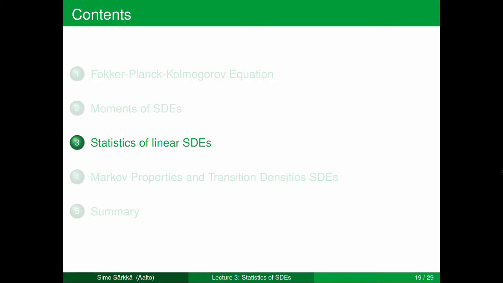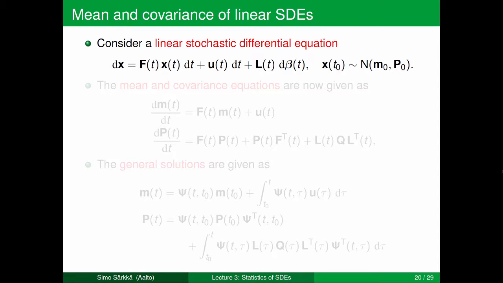Let's now have a brief recap of the statistics of linear SDEs by using the results from this lecture. A general time-varying linear stochastic differential equation has this form. We have dx equal to matrix F times x times dt, and the matrix F is also allowed to depend on time. Then the next term is u, a function of t, times dt plus L, which is a function of t, times d beta. The initial conditions are typically assumed to be Gaussian, with certain mean m0 and covariance P0 given at t0.